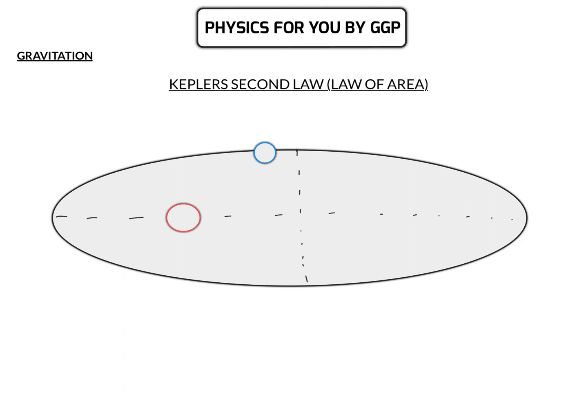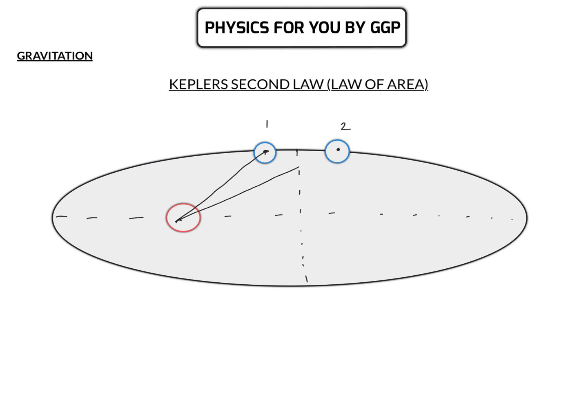Now Kepler's second law states that when a planet is revolving around the Sun in an elliptical path, the line joining the center of the planet and the center of the Sun covers equal areas in equal intervals of time. Just try to observe what this means. In a time t, assume the planet moves from point 1 to point 2.